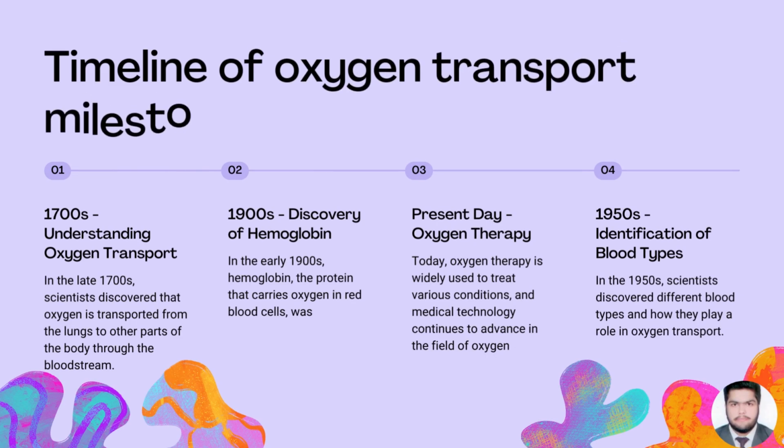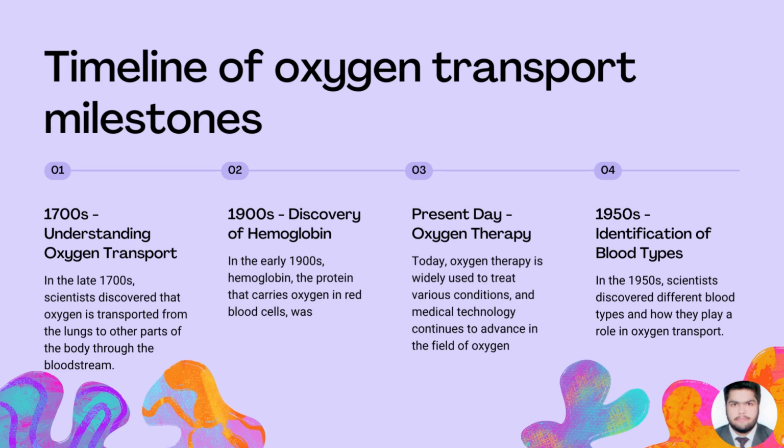Timeline of oxygen transport milestones. Point 1. 1700, understanding oxygen transport. In the late 1700s, scientists discovered that oxygen is transported from the lungs to other parts of the body through the bloodstream. Point 2. 1900, discovery of hemoglobin. In the early 1900s, hemoglobin, the protein that carries oxygen in red blood cells, was discovered.